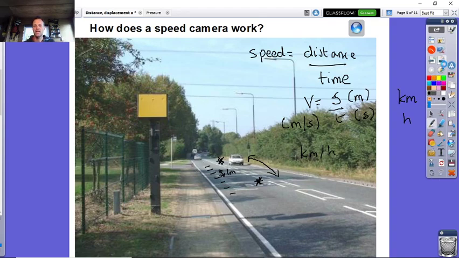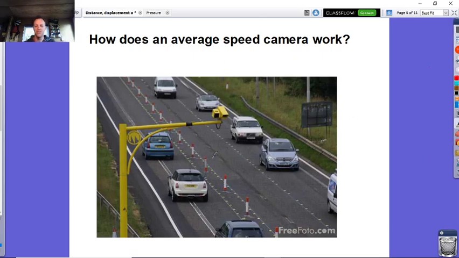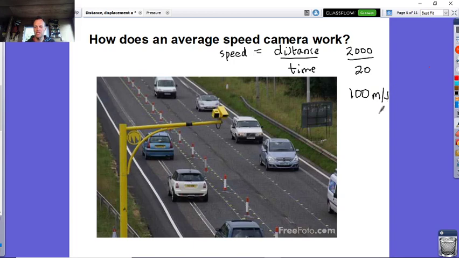You may notice now on the motorway, we start seeing an average speed camera. Well, these are different. They again use the equation of speed equals distance divided by time, but now they use a much larger distance. Now, this distance could be about 2,000 meters, and then they could work out your time. Say, for example, it's going to be 20 seconds, which works out that you're traveling very fast, 100 meters per second.